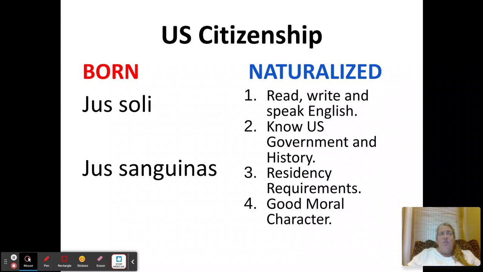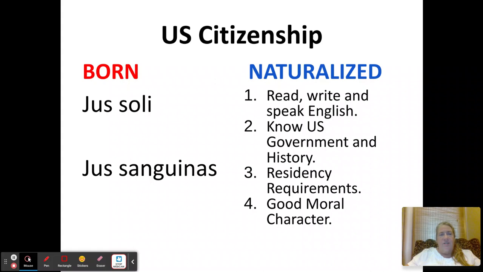So, those are the two ways to become a U.S. citizen. You are born or naturalized. In the naturalization process, I would be remiss if I didn't talk about the U.S. citizenship test. When you go to become a U.S. citizen, you have to pass your English speaking and writing test. You have to pass your government and history test. You have a series of questions you have to answer to check for your good moral character, as well as to prove your residency requirements.